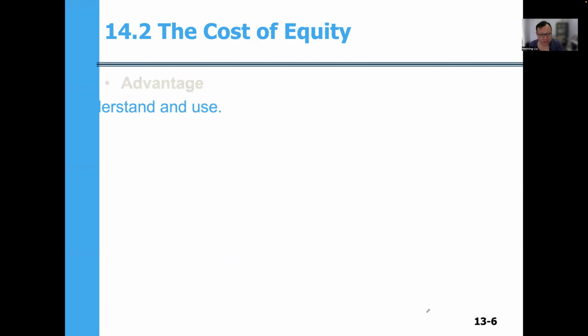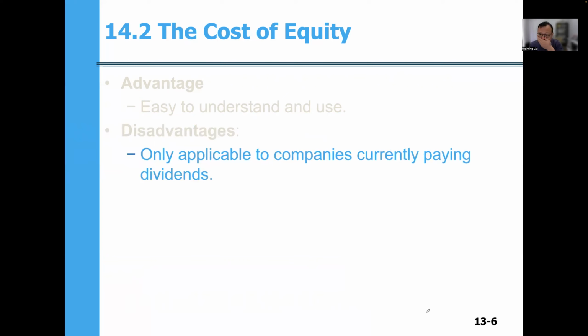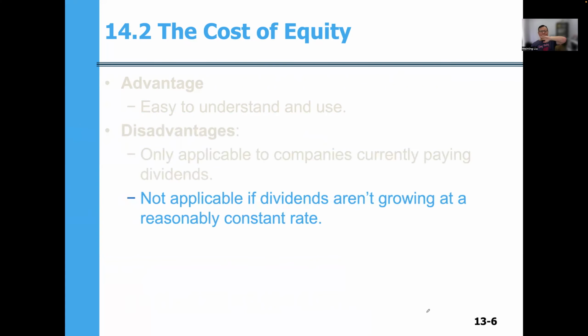What are the advantages? Well, it's pretty easy to understand and use. The disadvantage is that it is only applicable to companies that pay dividends, because you use the dividend growth model. If they don't pay dividends at all, how can you use this model? And remember, in that model, we assume the dividend growth rate is constant. The dividend grows at a steady rate. If that's not the case, you cannot use this model.